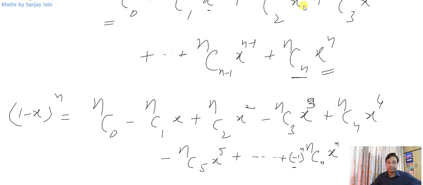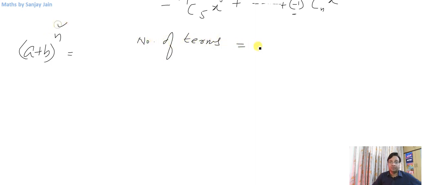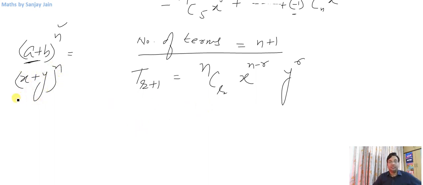Okay. So let me recap some of the things. When I've got an expression like this, on the right hand side, the number of terms will be 1 more than this power, that is n plus 1. And the r plus 1th term will be NCr x raised to power n minus r y raised to power r. Or in terms of a and b, I could have written it. This I have written for x plus y raised to power n. This is the r plus 1th term.